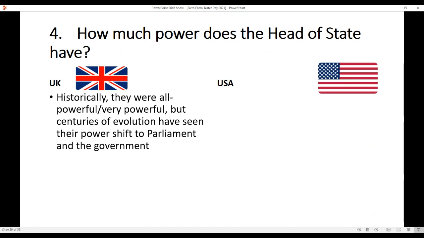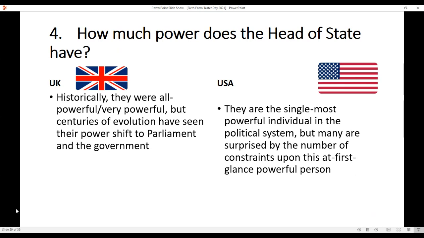Now, at this point, you might be thinking, Parliament, government, aren't they the same thing? Isn't it just politicians? No, of course, these are different things. And that's one of the big misconceptions that we will be dealing with, for some students anyway, in the beginning months.